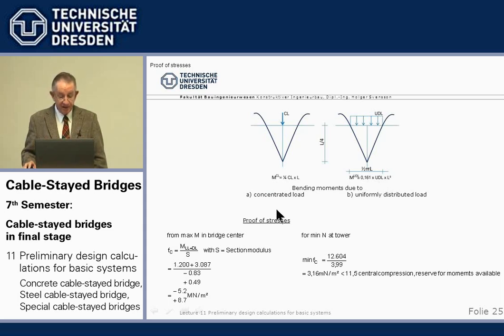we end up with the beam moments, and we can calculate from the dead load and the live load beam moments divided by the section modulus, top and bottom. We can calculate beam stresses minus 5.2 and plus 8.7 in the bridge center where the normal force is small. We can also calculate the compression at the tower for the normal force which we calculated. That's simple, but we look at the center of the beam. We have plus 8.7 tension.